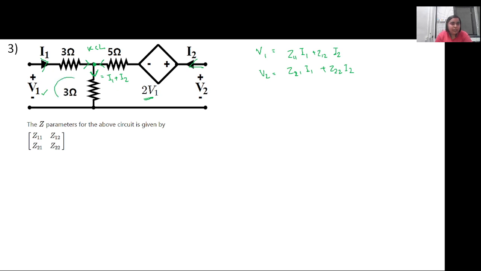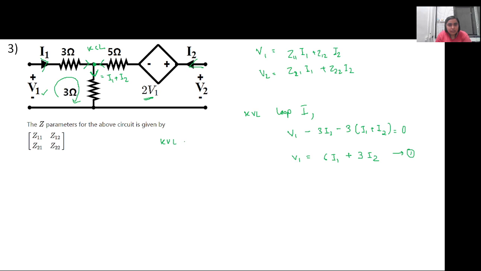So now we apply KVL in the first loop. Applying KVL in the first loop, it is V1 minus 3(I1 plus I2) minus 3I1 equals 0. So V1 will be equal to 6I1 plus 3I2. This is the first equation.